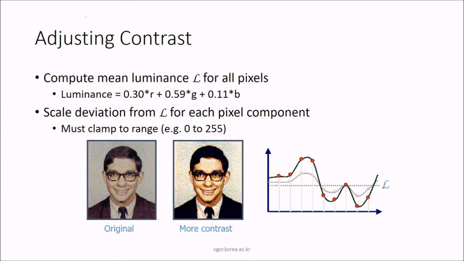How to adjust the contrast? These are various aspects of an image, like brightness and contrast. We compute mean luminance for all pixels like this: 0.30r, 0.59g, 0.11b. This is the original image and this is the contrast image. So we scale the deviation from this luminance for each pixel component, and again we clamp them into 0 to 255. This is the example of adjusting the contrast.